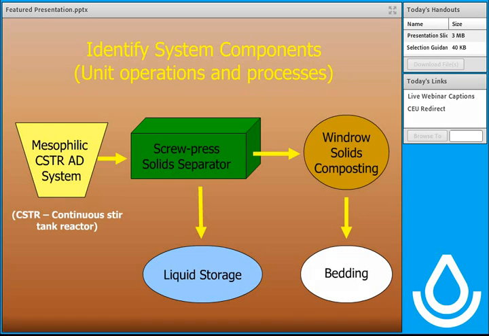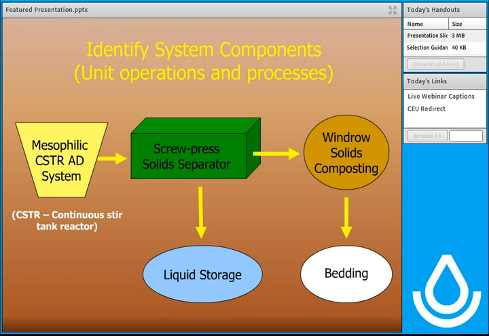And it's good to know at this point whether the unit processes are physical, chemical, or biological. Now, for this example farm, we're using a mesophilic continuous stir anaerobic digester. I typically call that a complete mix system. And it's going to be installed, and this is a biological unit process.